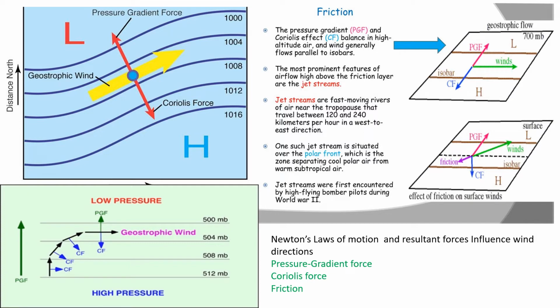Similarly, to start air moving, to speed it up, to slow it down, or even change its direction requires the action of an external force. This brings us to Newton's second law. Newton's second law states that the force exerted on an object equals its mass times the acceleration produced. We can say F is equal to ma, where F is force, m is mass, and a is acceleration.